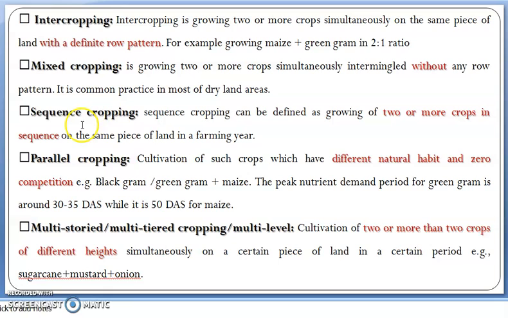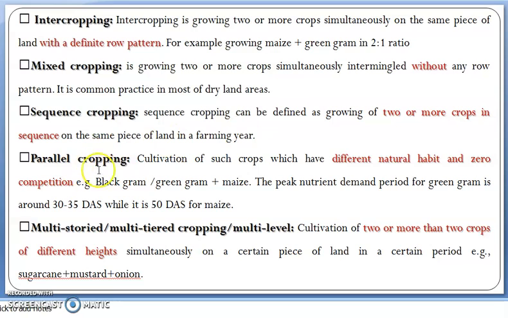Now, sequence cropping. Sequence cropping can be defined as growing of two or more crops in a sequence, not simultaneously, in a sequence. So, it is called sequence cropping. It is two or more crops in a sequence on the same piece of land in a farming year. Okay, it is called sequence cropping.